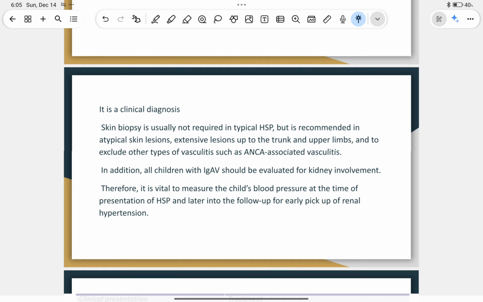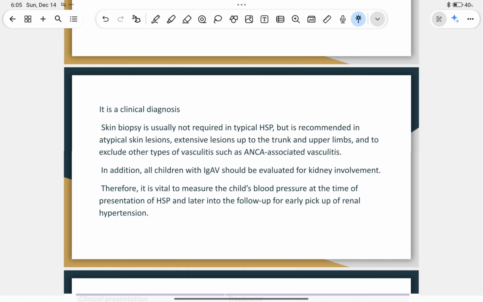And if you want to do a skin biopsy, what you will see in the skin, we already discussed. There is deposition of IgA in the skin along with leukocytoclastic vasculitis. But generally, skin biopsy is not recommended. So when is skin biopsy recommended? Whenever you can see atypical skin lesions, as we discussed above. And one more thing is whenever there is extensive involvement of the trunk and upper limbs.